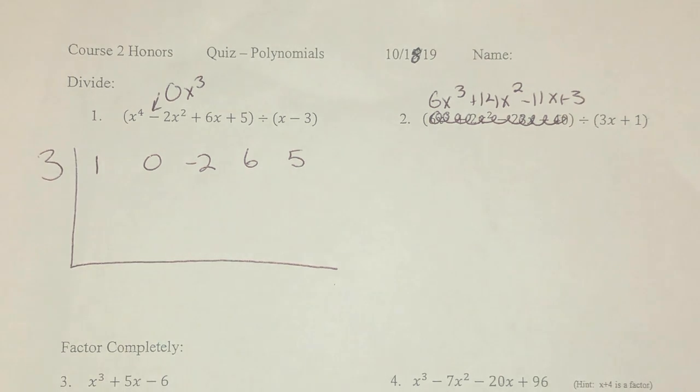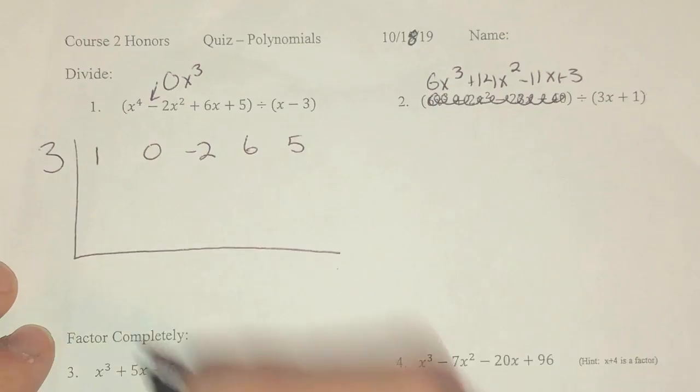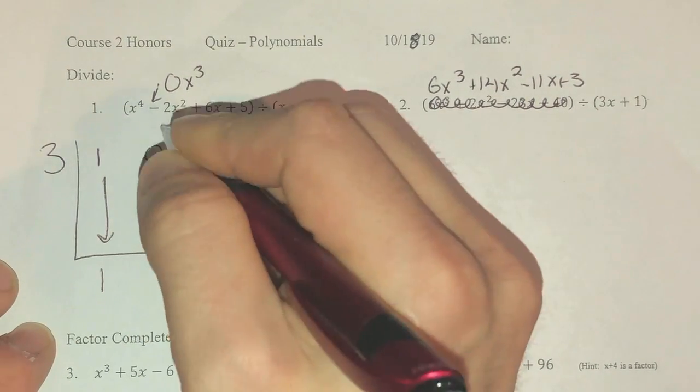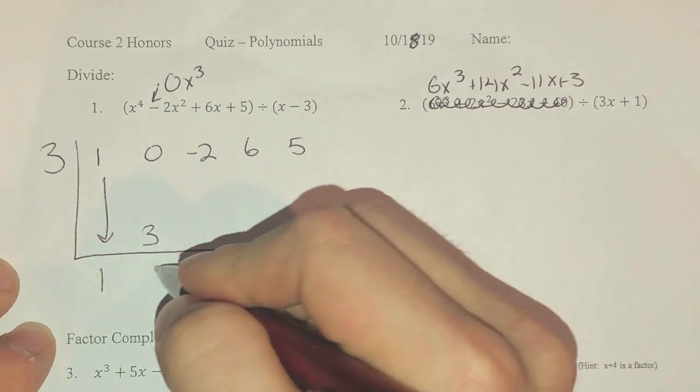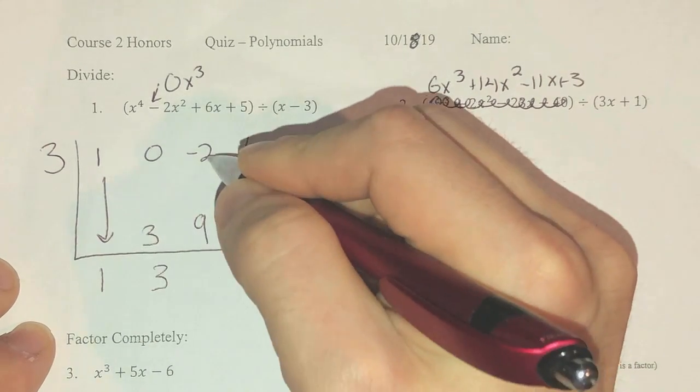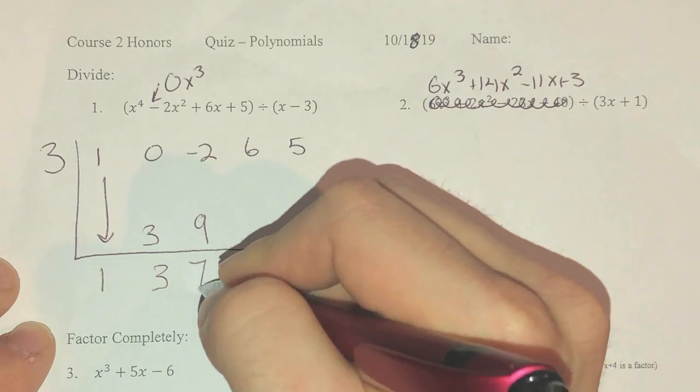Now, some people did, and I don't want to shame everyone, because some people did do a very good job, and they noticed that synthetic, boom, boom, boom, gets us the answers. Very good if you noticed that. Now I drop the 1. 1 times 3 is 3. Add the 0 and the 3. Multiply, getting 9. Adding the -2 and the 9, getting 7.